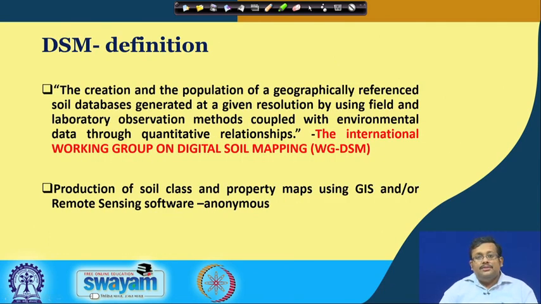Now, what is the definition of digital soil mapping? The creation and population of a geographically referenced soil database generated at a given resolution by using field and laboratory observation methods coupled with environmental data through quantitative relationships is a formal definition of DSM, and it is given by the International Working Group on Digital Soil Mapping. And there is an anonymous definition also which is much simpler than this formal definition, and it says that digital soil mapping is basically production of soil class and property maps using GIS and or remote sensing software.